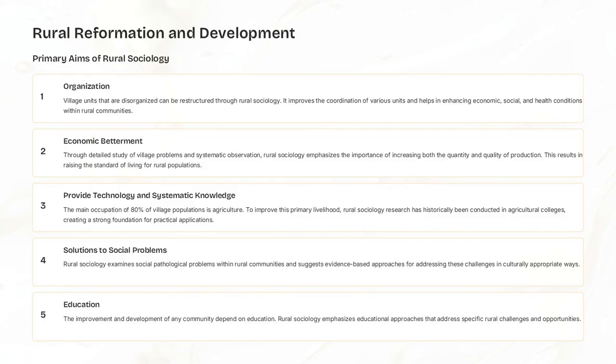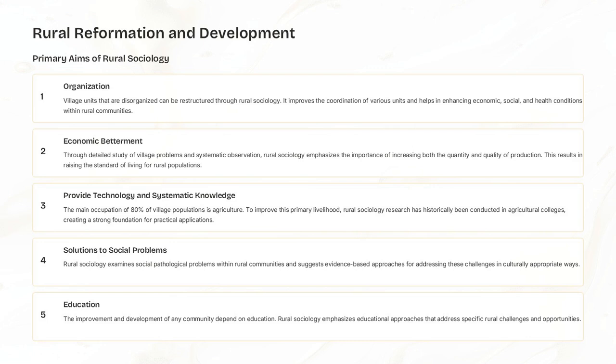Rural reformation and development. Primary aims of rural sociology. 1. Organization. Village units that are disorganized can be restructured through rural sociology. It improves the coordination of various units and helps in enhancing economic, social, and health conditions within rural communities.